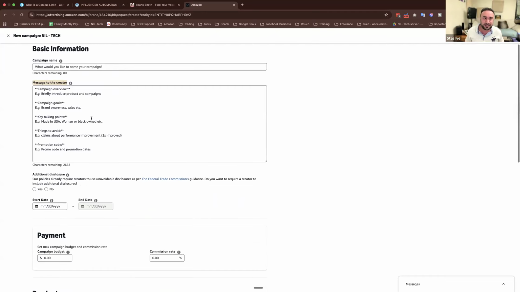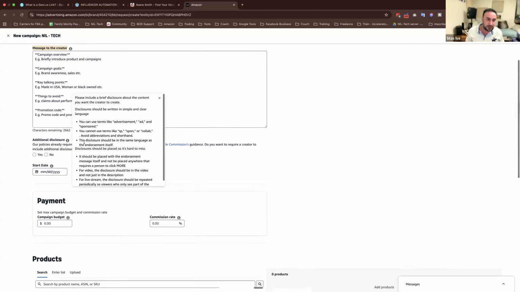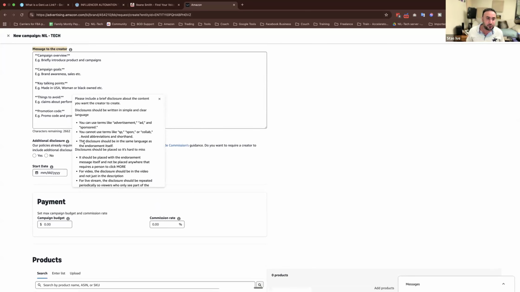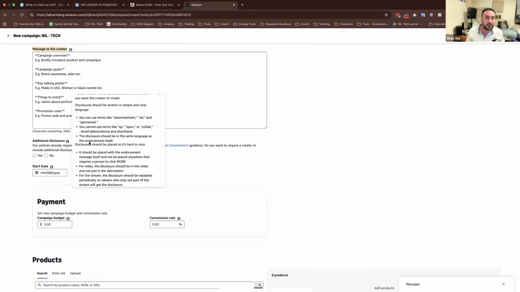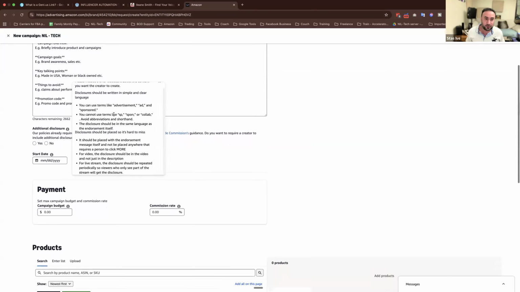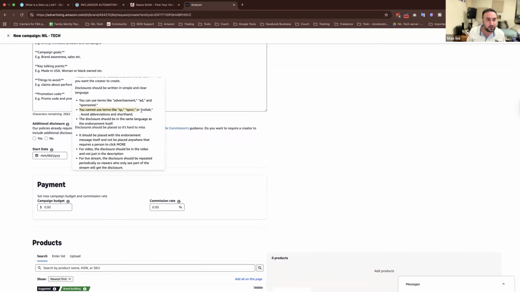It is the basics as a seller. It is the information, the additional disclosure. Amazon asks me for a disclosure about the content I want the creator to create. So let's read it. Disclosure should be written in simple and clear language. You can use terms like advertisement, ads, and sponsored. You cannot use terms like sponsor, blah, blah, blah. I'm not sure why people would write those collaborations that way, maybe because the AI can learn those short words as well, but whatever.